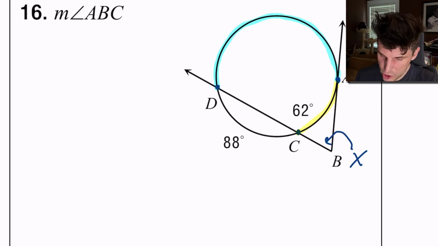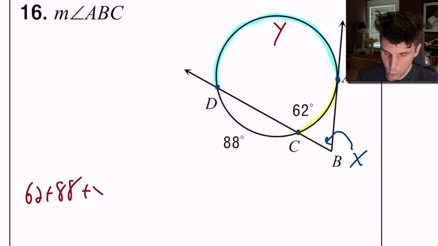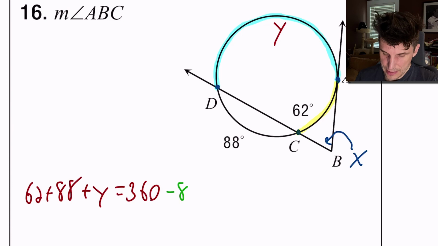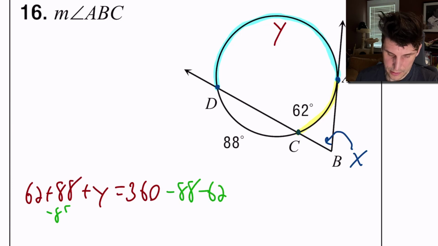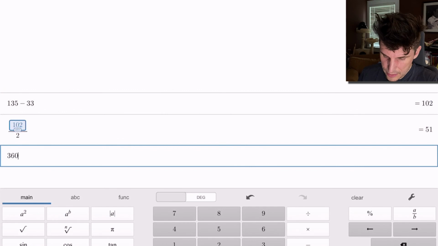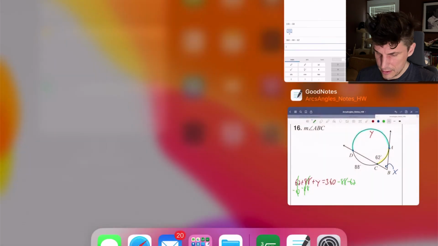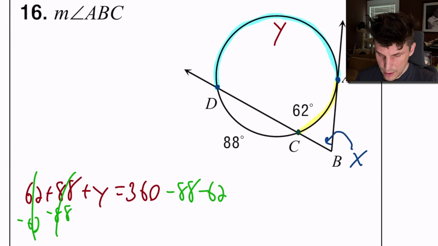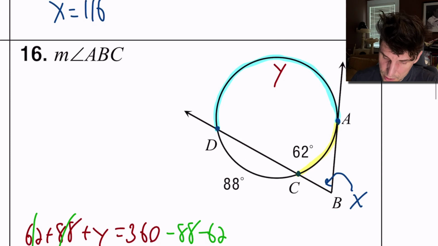So we can write down that relationship. I'm going to call this Y temporarily. I'm going to say 62 plus 88 plus Y equals 360. So that means if we just subtract 88 and 62 from both sides, we should be able to get that missing arc. So 360 minus 88 minus 62 equals 210. So that means that this arc right here is 210 degrees.